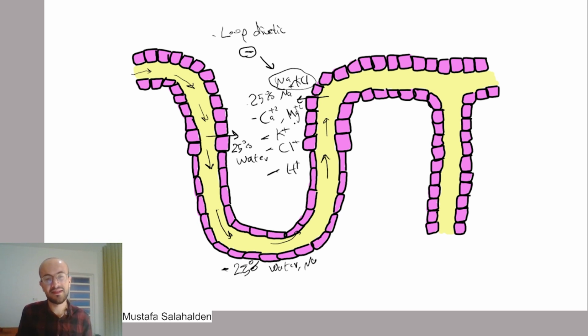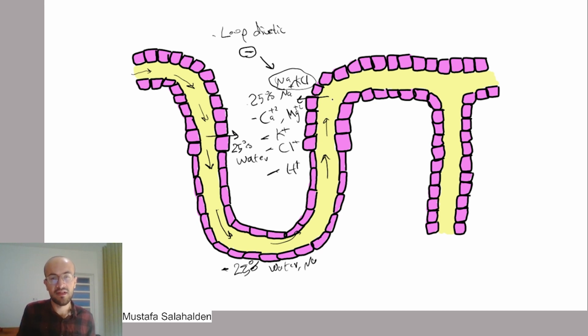So we would lose 7 things. If we use the loop diuretics, we would lose sodium, calcium, magnesium, water, potassium, chloride and hydrogen. And those are the most potent diuretics that would give us the best effect compared to the other groups.